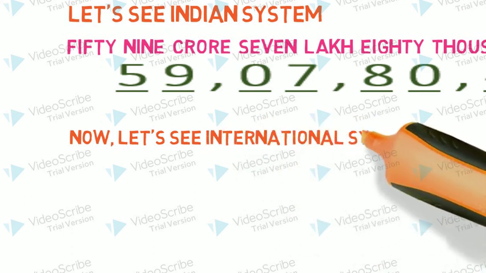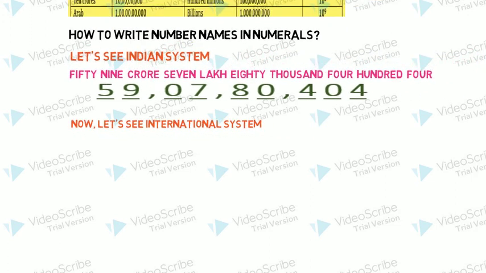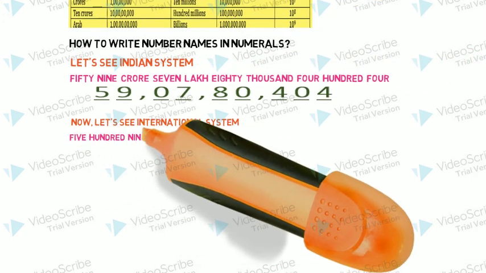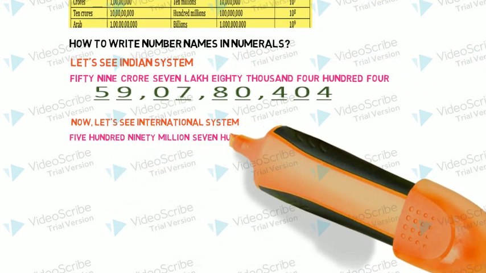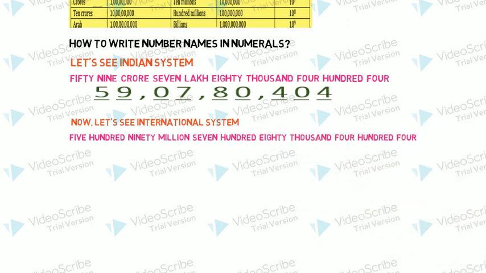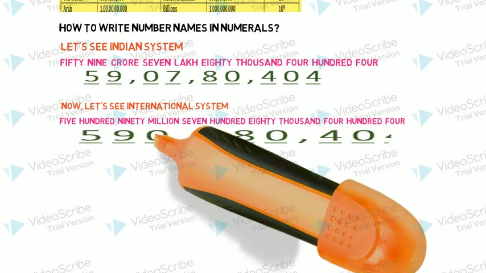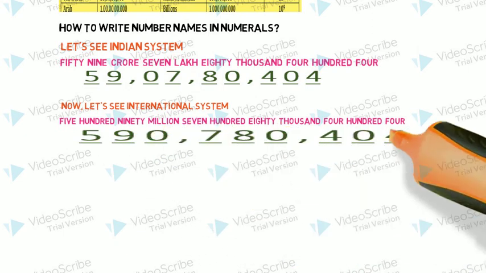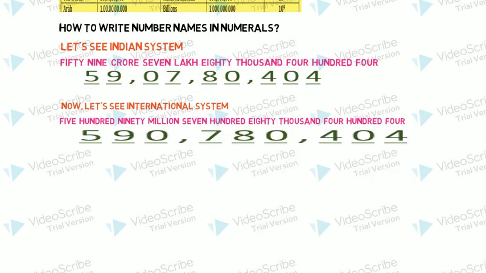Now let's see international system now. So let's see its question. 590,780,404. Same digits I am taking. So 590 million, 3 places for million, 590, 780,000, 3 places for 1000, 780, and 404, 3 places for ones period, 404. So in Indian system, 3 places and 2, 2, 2 from the rightmost corner. International, each of the period is having 3 places fixed.